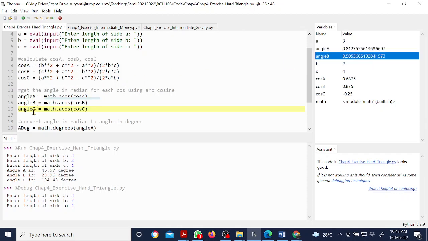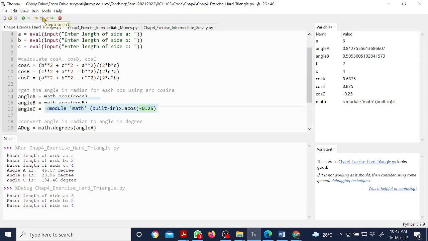Okay. And then after that, we will inverse the cos to get the angle C. We call the library math, and we call function acos. We put the value negative 0.25. And then we will get 1.82 blah blah blah. Okay, so this is angle for C.